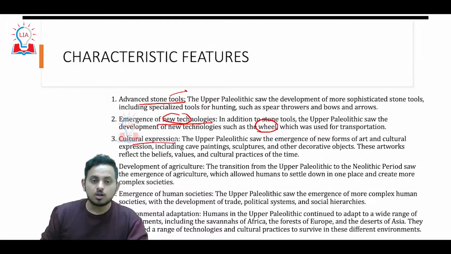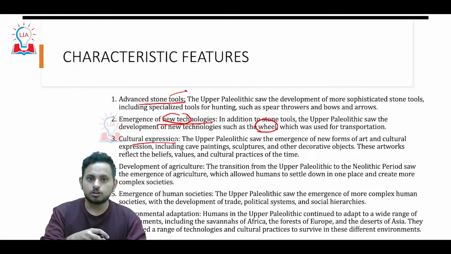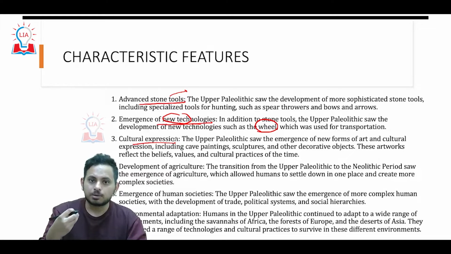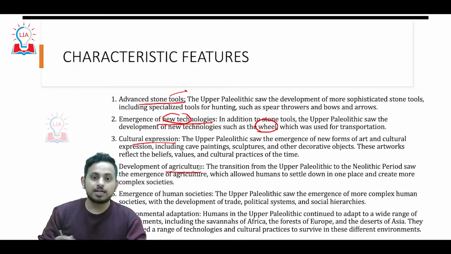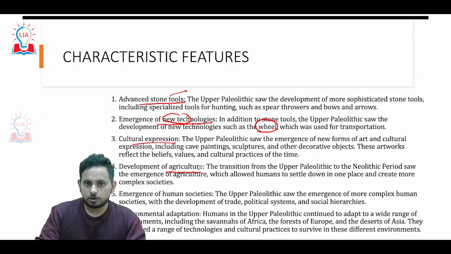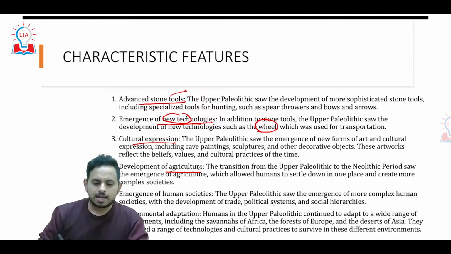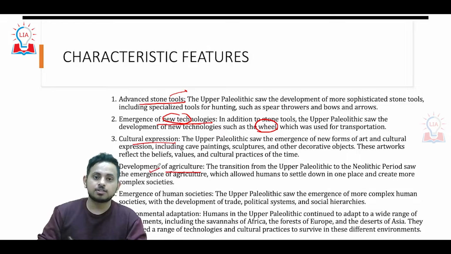Cultural expression. Compared to the lower Paleolithic man, the cultural expressions of the upper Paleolithic man were very, very great. Development of agriculture: it is said that in the last part of the upper Paleolithic period, which means around 12,000 to 10,000 years ago, that is when the first evidence of agriculture started for us.